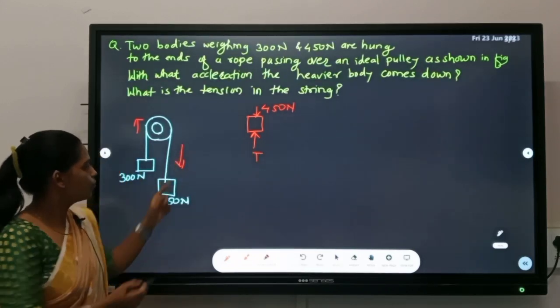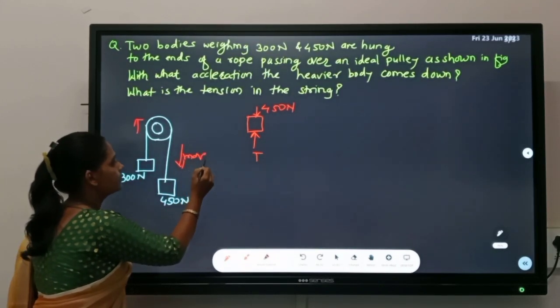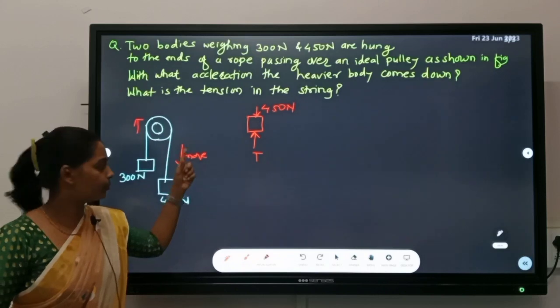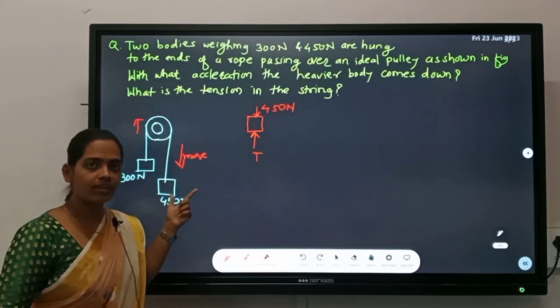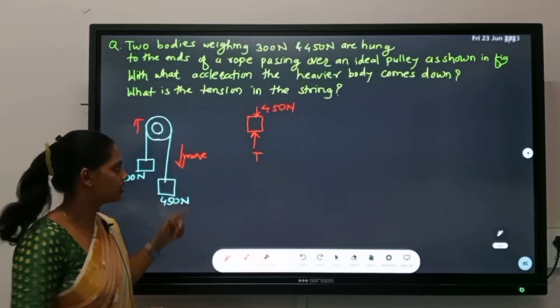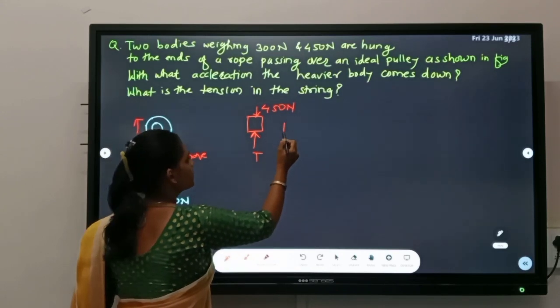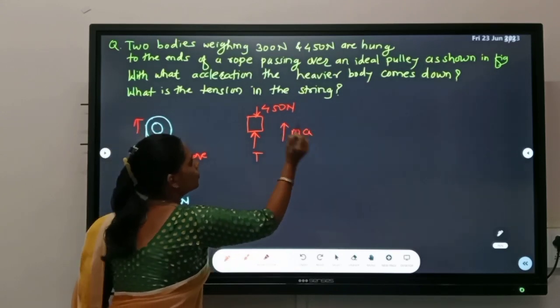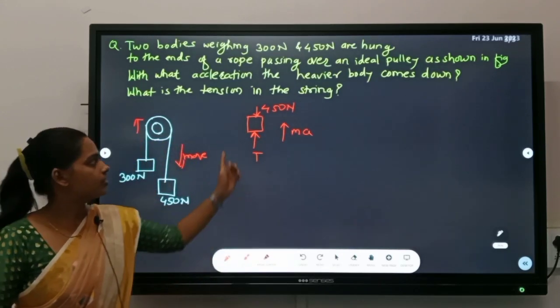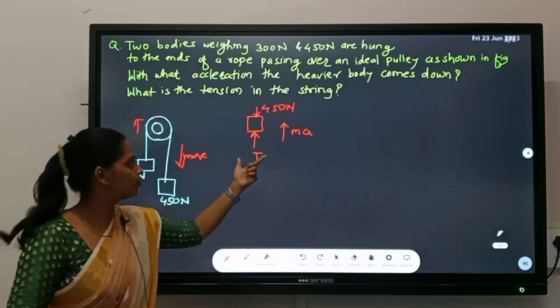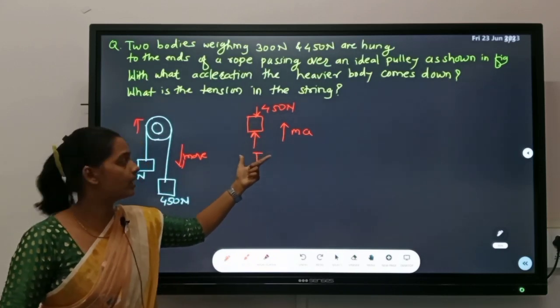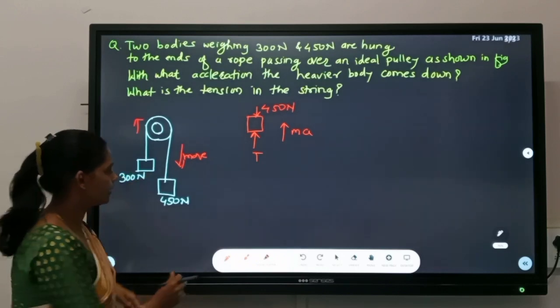And since the movement, this is the movement of the block, the inertia force is applied opposite to that of acceleration. That's why the inertia force is above. This is the FBD of this particular 450 Newton block. Then we'll draw the FBD for the 300 block.